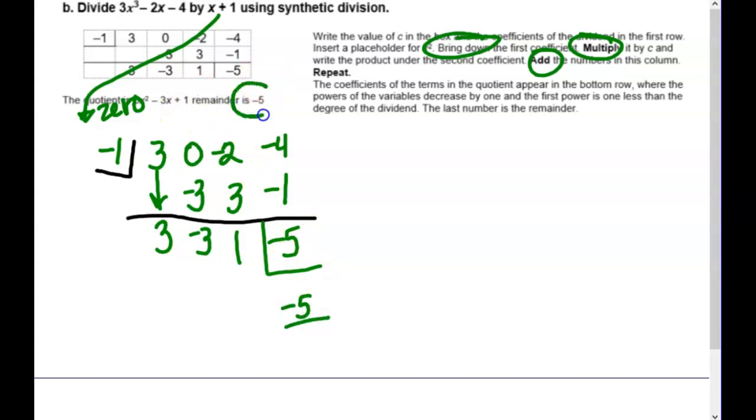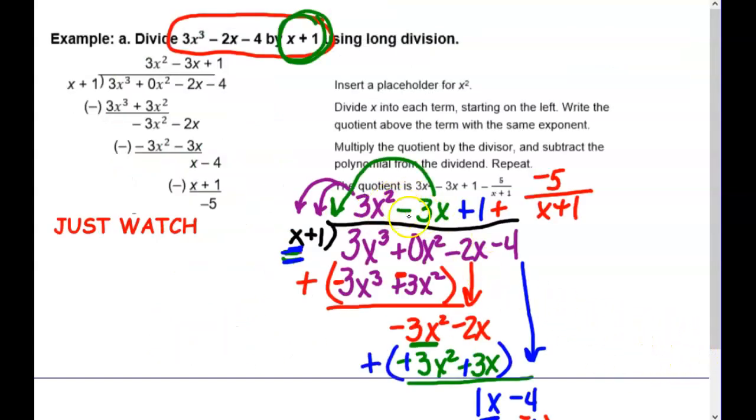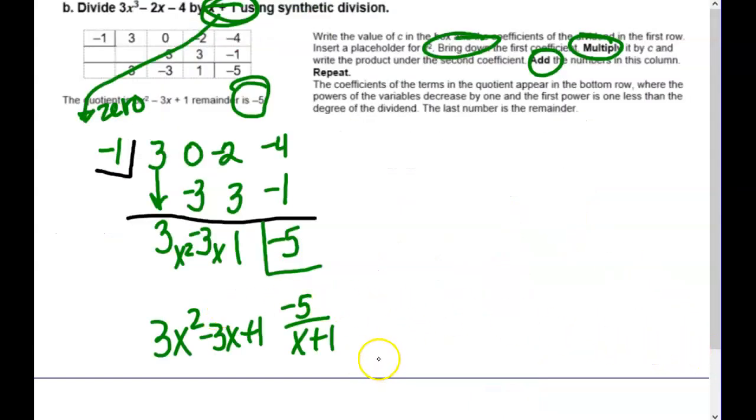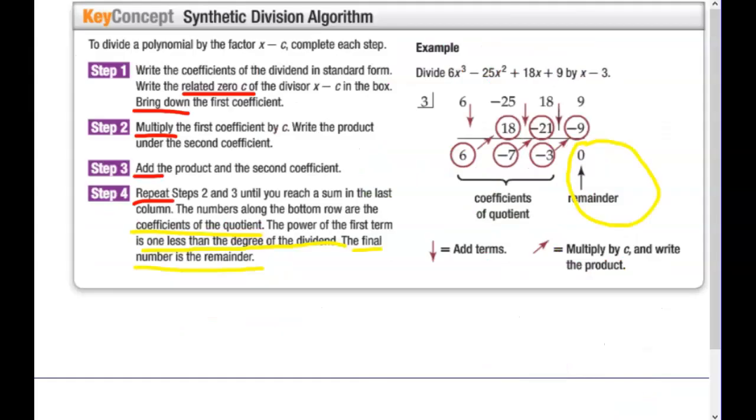We were dividing by x plus 1. So that's down here. Then going back, after you cut off the remainder, this is a constant. This one gets an x, and this one gets an x squared. So I have a 3x squared minus 3x plus 1, which I hope is what we got here, right? 3x squared minus 3x plus 1 with a remainder of negative 5. Everybody okay? All right, so let's go to the top of the next page.